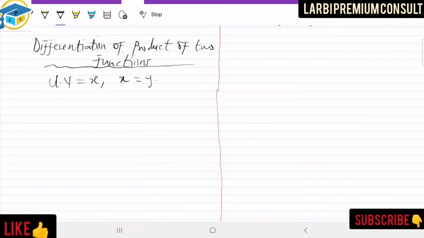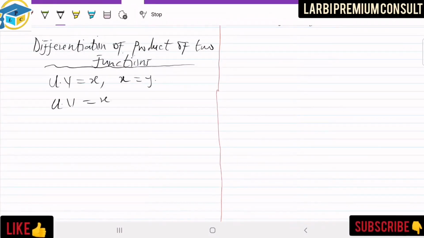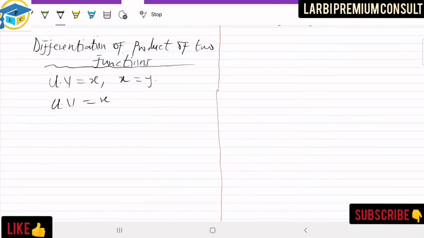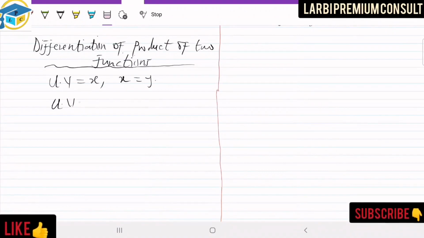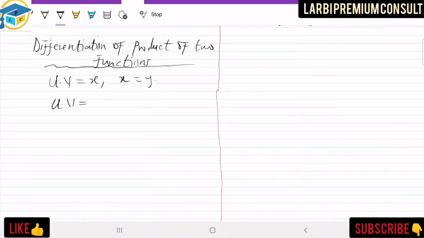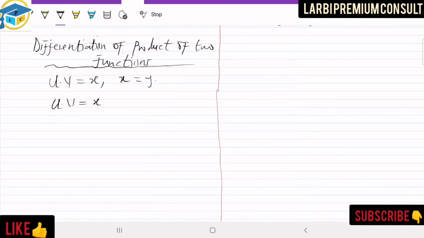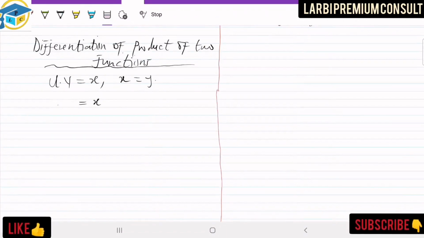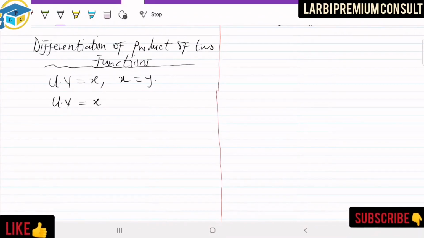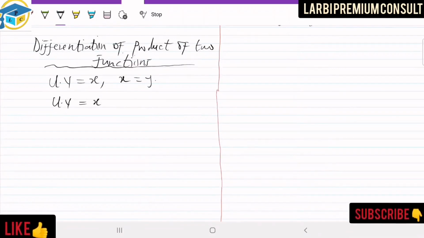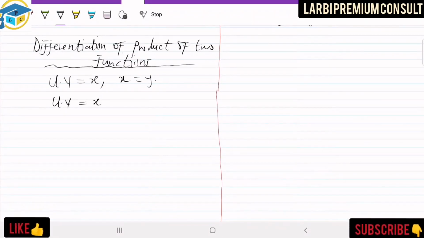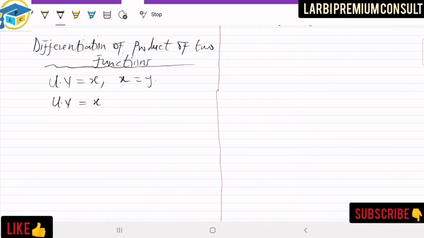So let's see. I know u dot v is a product of functions of x. Let me write it all. U dot v is a function of x. So we are saying that the product of two functions results in what? Addition.